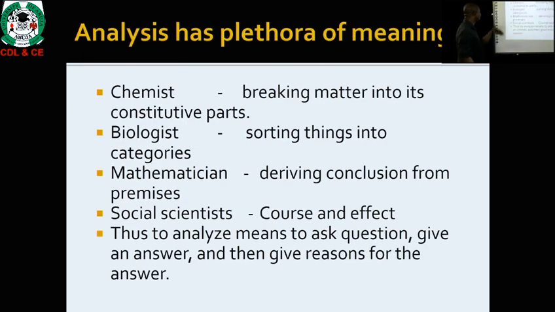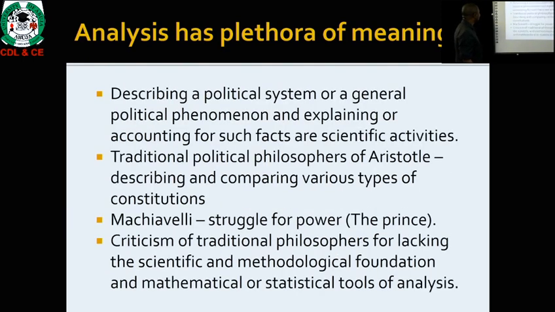Analysis could mean different things to different people. To a chemist, it could mean breaking matter into its constitutive parts. To the biologist, it could mean sorting things into categories. To a mathematician, deriving conclusions from premises. To us in the social sciences, it could mean analyzing cause and effect. Thus, to analyze means to ask questions, give an answer, and then give reasons for the answer. Analysis has a plethora of meanings, just like any concept in the social sciences.